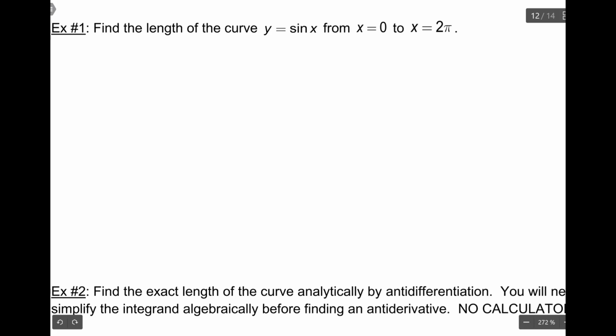Let's go ahead and draw this. So sine from 0 to 2 pi. It's a beautiful curve. Okay, gorgeous, from 0 to 2 pi.